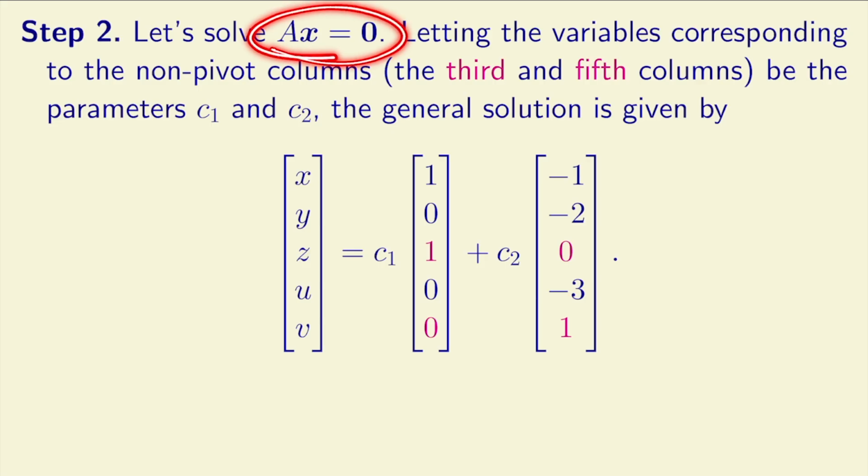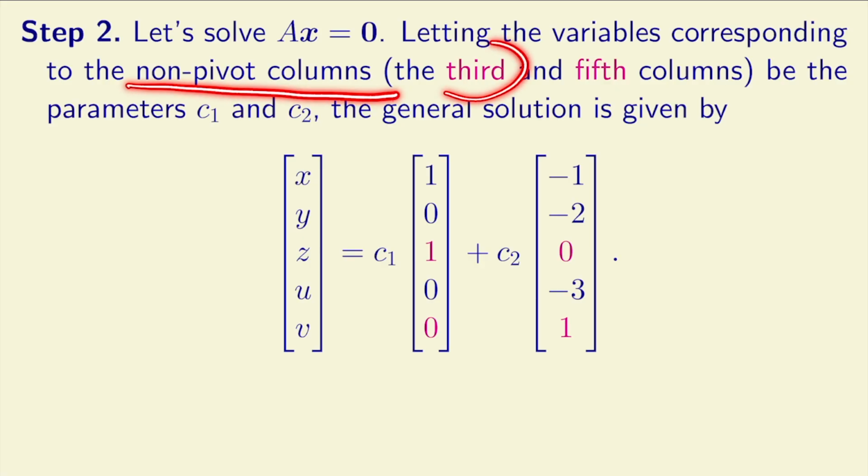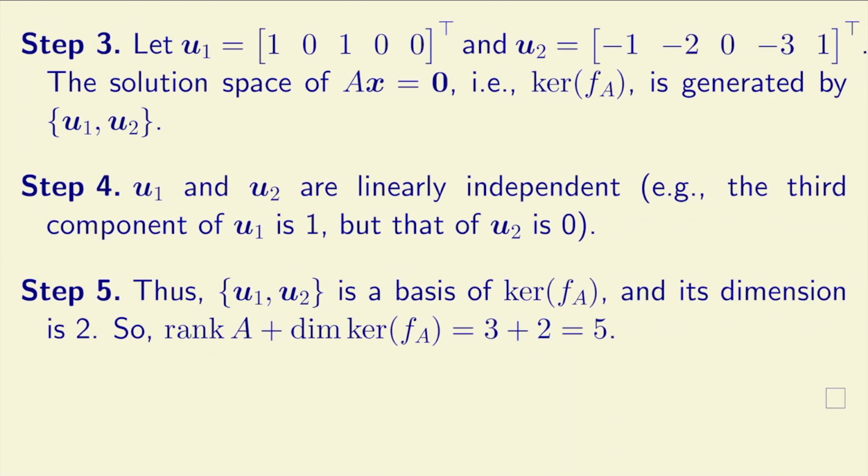The variables corresponding to the non-pivot columns, the third and fifth columns, are our parameters, C1 and C2. The general solution is a linear combination of 2 vectors. I see. Those two vectors are the basis for the kernel. That's right. Step 4 confirms they're linearly independent, and step 5 states the dimension of the kernel is 2, and it checks out with the Rank-Nullity Theorem. 3 plus 2 equals 5.